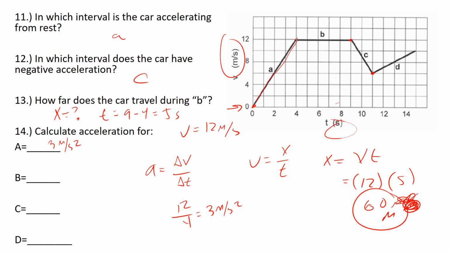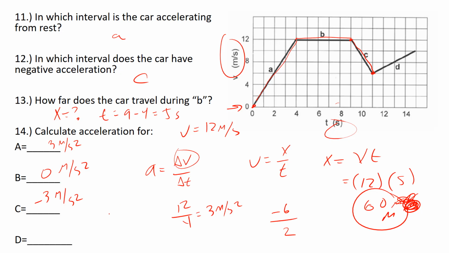For B, you're not changing your velocity, so there's 0 meters per second squared, no acceleration. C, you're going slower and slower, so you're decelerating, but let's figure out how much. You end off at 6, you start at 12, so your change in velocity is minus 6, and the time that it takes is 2 seconds. So this is going to be -3 meters per second squared.